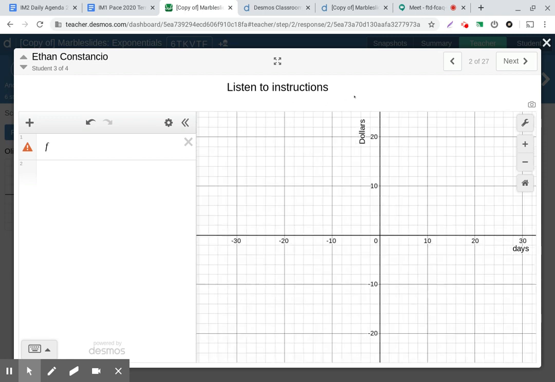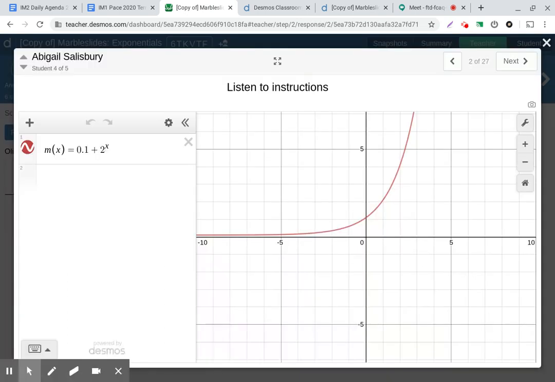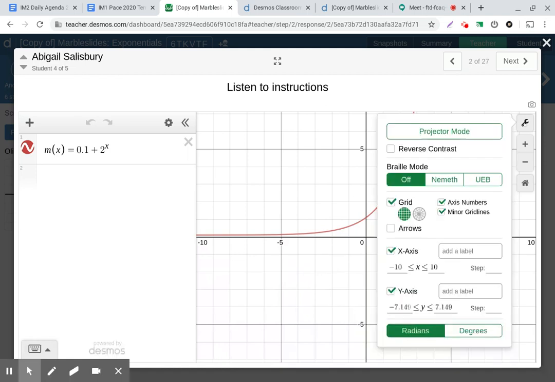So you start at... I think I did this right, but I'm not sure. Let's see. Start with a penny. Yeah, that was pretty good. Now go ahead and click on the little wrench that says Graph Settings, and change this where it says X-axis.